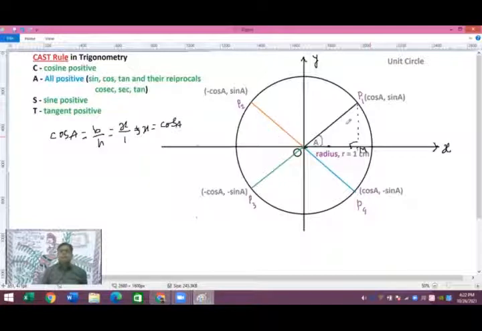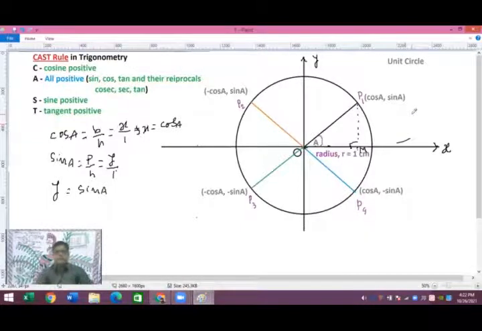And again you know that sine A equals P by H, that means perpendicular by hypotenuse. The P value is PM, or in general you can say that it is y, that means in place of P you can put y, and in place of H is again 1, and hence you can say that the y coordinate is going to be 1 times sine A after cross multiplication, so it is sine A. Hence you saw that here the x coordinate is cos A and the y coordinate is sine A.